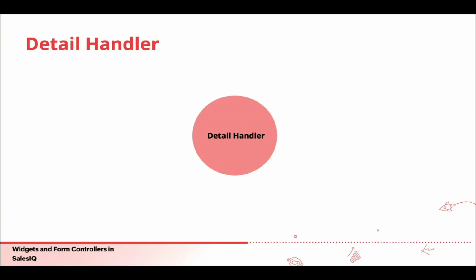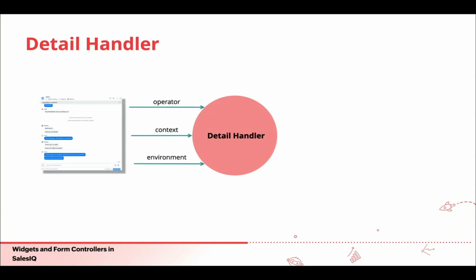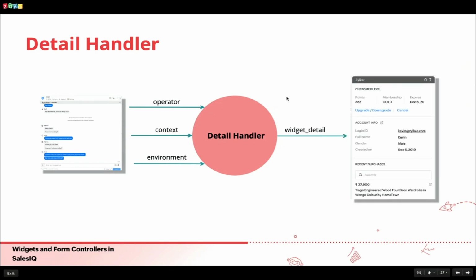So the first one is the detail handler. This can be used to configure the information that will be displayed when a widget is rendered. The input parameters passed here will be the details of the operator, the environment and the context, and the response returned will be the list of sections inside the widget. So the one that you see here.